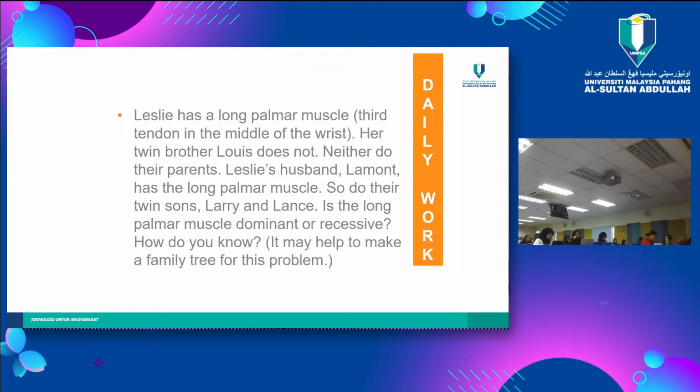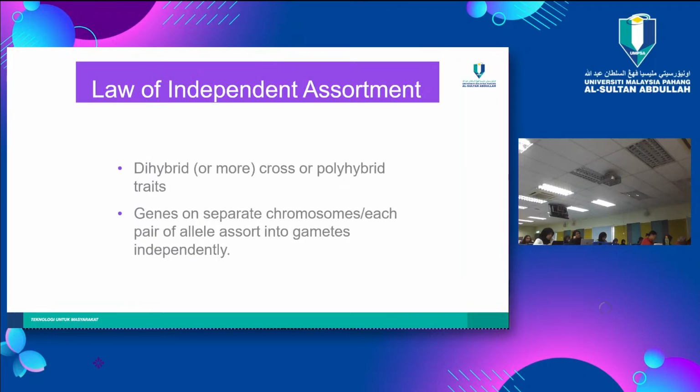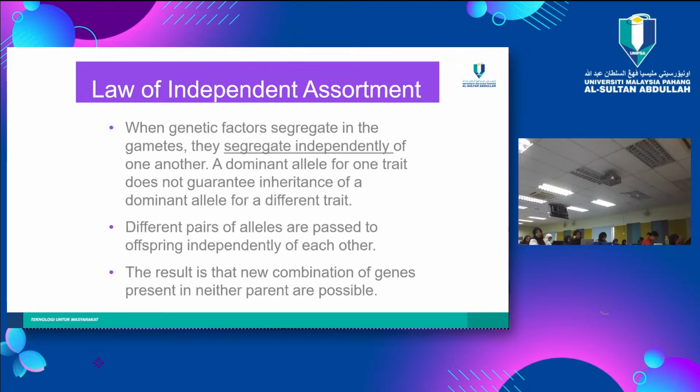So should we do this maybe later? Okay. So this, I haven't gone through the law of independent assortment. So I've stopped until here. So in the dihybrid, it involves more alleles. It is based on genes on separate chromosomes. Each pair of alleles assorts into gametes independently. So this pair of alleles is passed to offspring independently of the other.